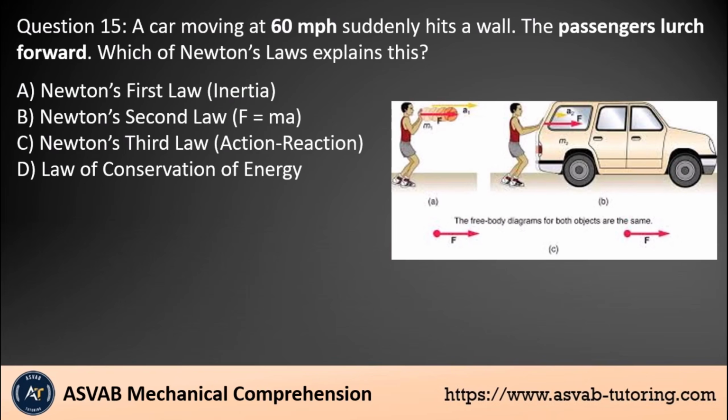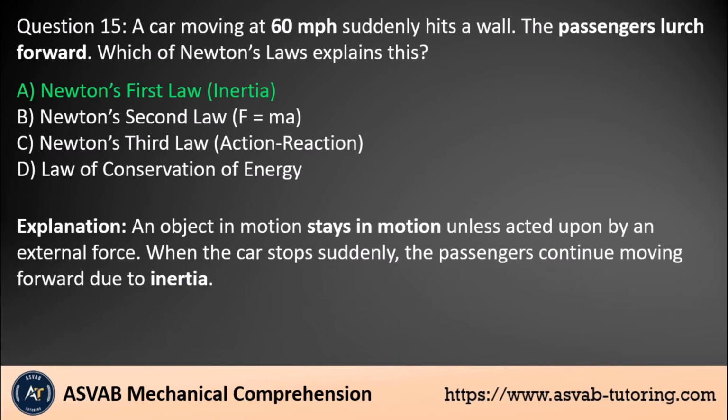Question 15. A car moving at 60 miles per hour suddenly hits a wall. The passengers lurch forward. Which of Newton's laws explains this? A. Newton's first law, inertia. B. Newton's second law, F equals ma. C. Newton's third law, action-reaction. D. Law of conservation of energy. Correct answer is A. Newton's first law, inertia.